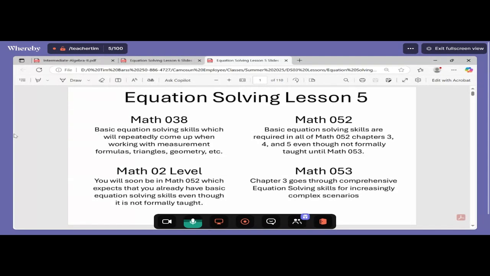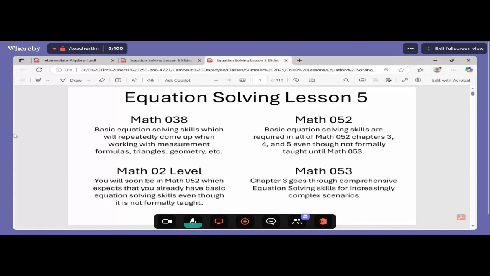What I'm basically going to start to do now, everything I've done up till now is really common to most of the courses, either in terms of what you're going to have to do or what you're going to have to do very soon. For the rest of this week and next week, I'm going to split things up where the first lesson of each day is continuing to be those basic skills that you will run into in Math 038 and 052, or if you're in a Math 02 level course, even though you won't see it yet, you will see it as soon as you get to Math 052, and it's not specifically taught.